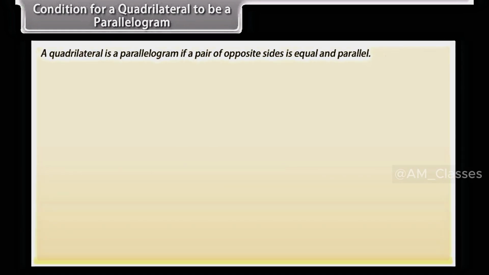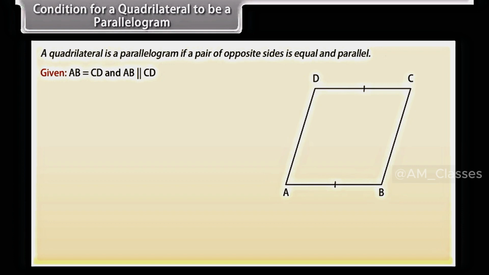Condition for a quadrilateral to be a parallelogram. Another condition for a quadrilateral to be a parallelogram is, a quadrilateral is a parallelogram if a pair of opposite sides is equal and parallel. Given that AB is equal to CD and AB is parallel to CD, we have to prove that ABCD is a parallelogram. Draw a diagonal AC.